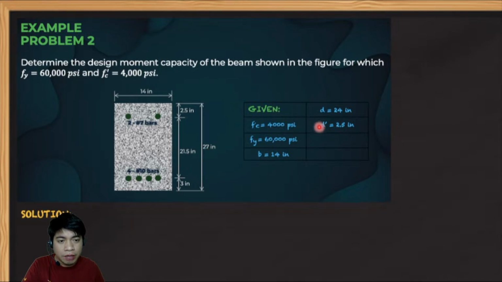And then of course, we have d prime. d prime is the distance from the centroid of our compression bars to the extreme compression fiber. So that is 2.5 inches.